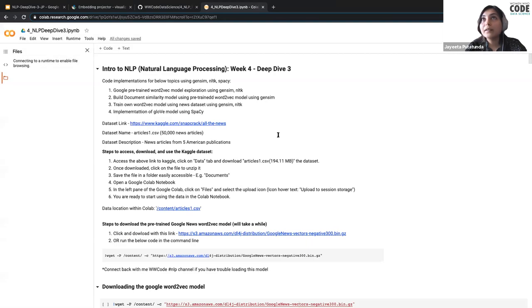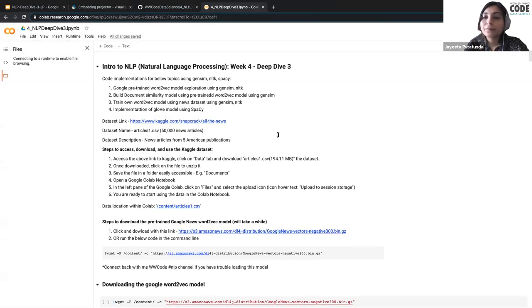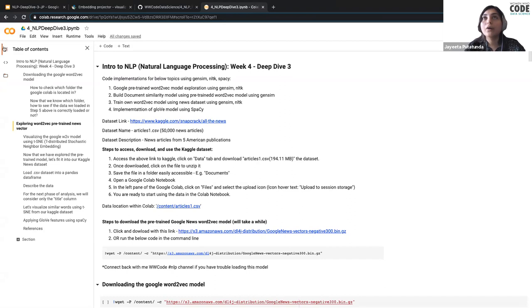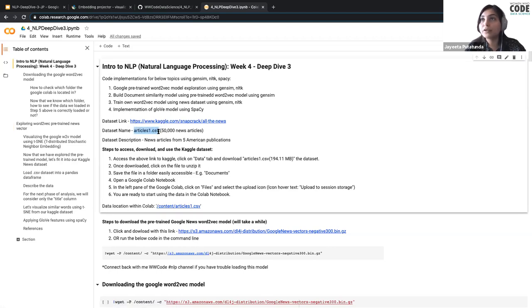Great. Thank you. So we will go through again how you can upload the data. The documentation here mentions how you can download the dataset link. This is the same dataset that we used for week 2 and week 3, which is the news dataset from Kaggle. You can visit this link and download the CSV file, which is the articles CSV, and I'm sure you must have the CSV already downloaded by now.